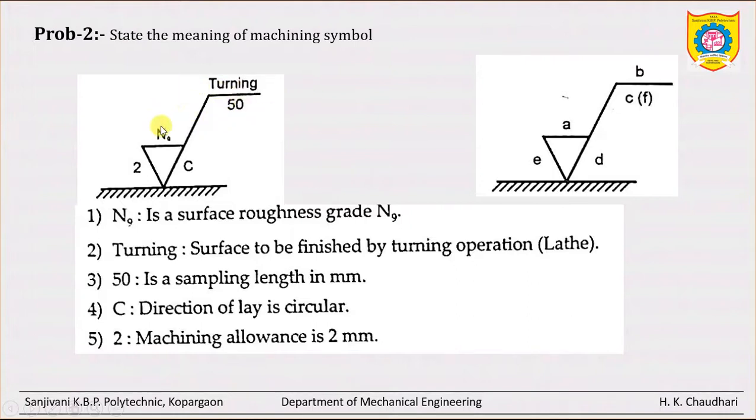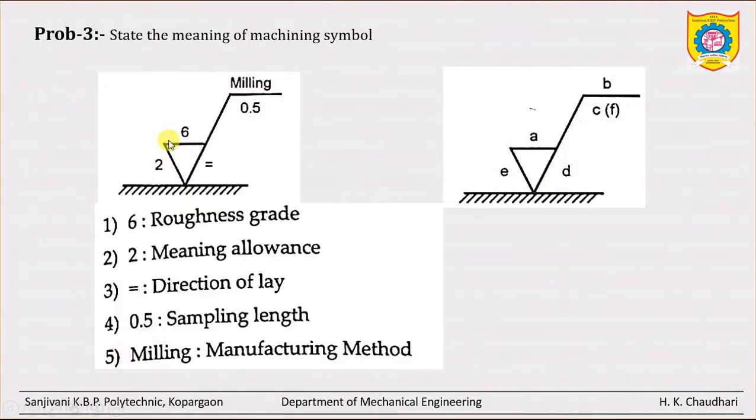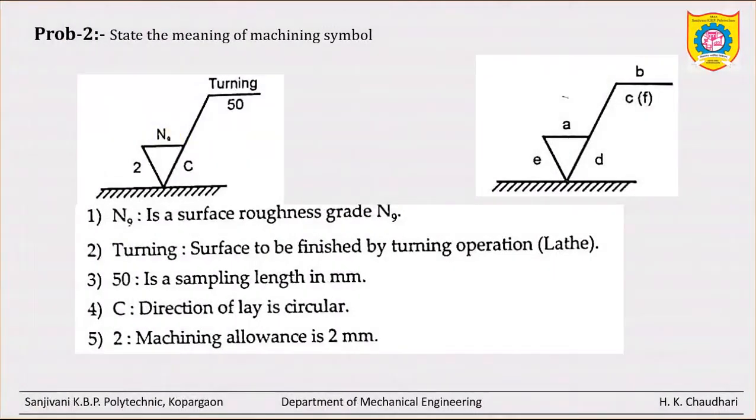The figure is given like this. Here it is N9, yes, N9. So instead of writing the value of roughness here, it is given as N9. So we have seen the table, what is the corresponding value of N9? N9 is 6.3 micron, that is the roughness index, the corresponding value for this N9.